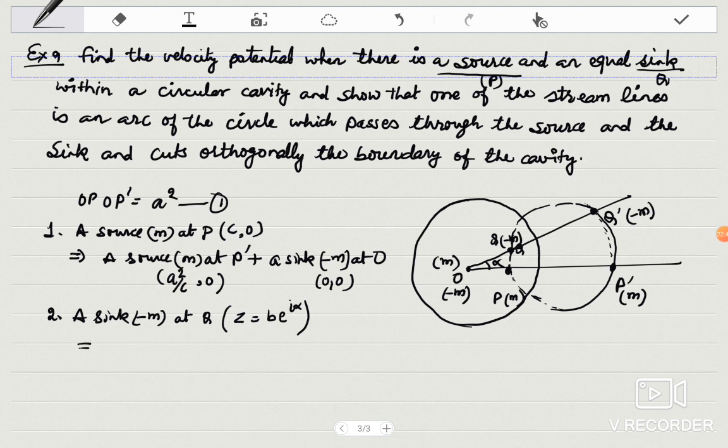Plus, what does it imply? A sink of the same strength at its inverse point. Its inverse point is Q'. So Q' कैसे ज्ञात होगा? OQ into OQ' is again A square. This implies OQ' is equal to A square upon B e raised to the power I alpha.